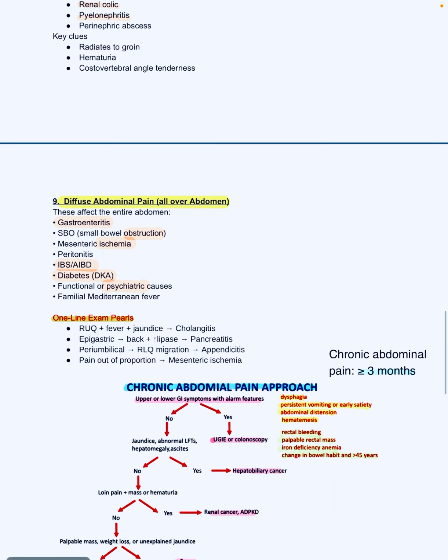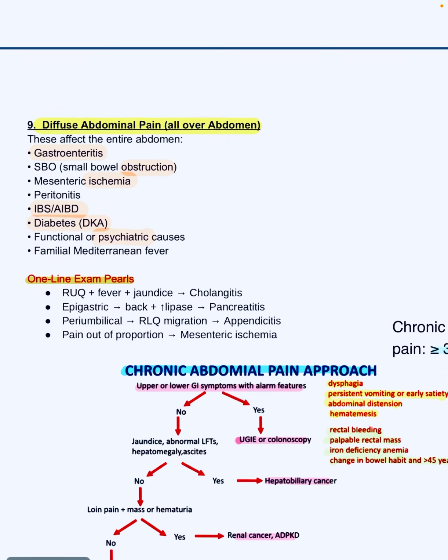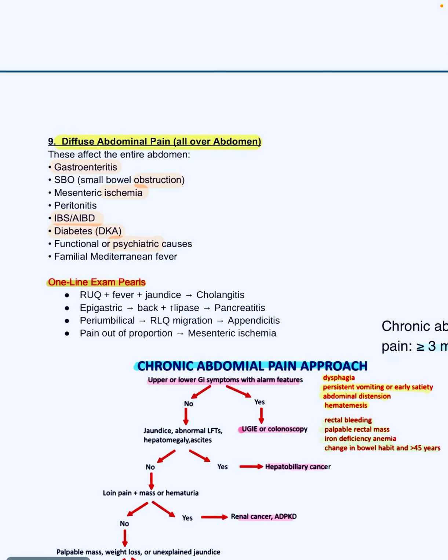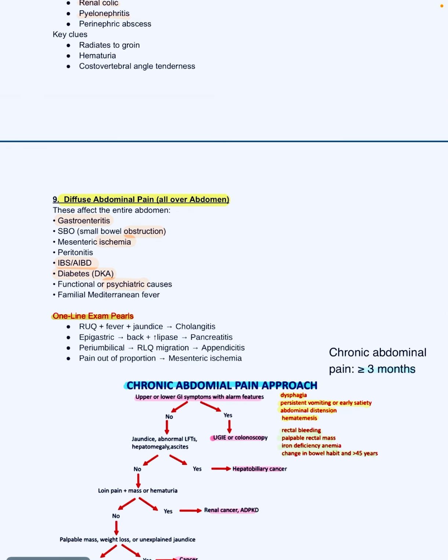So how can we diagnose rapidly? If a patient presents with pain in the right upper quadrant associated with fever and jaundice, then it may be due to cholangitis. Pain in the epigastric region radiating to the back and raised serum lipase indicates acute pancreatitis. Periumbilical pain radiating to the right lower quadrant indicates appendicitis, and pain out of proportion indicates mesenteric ischemia.